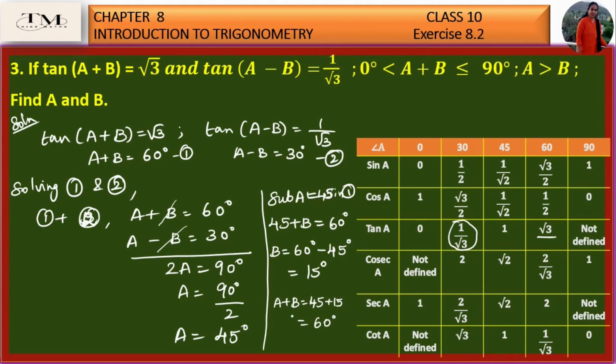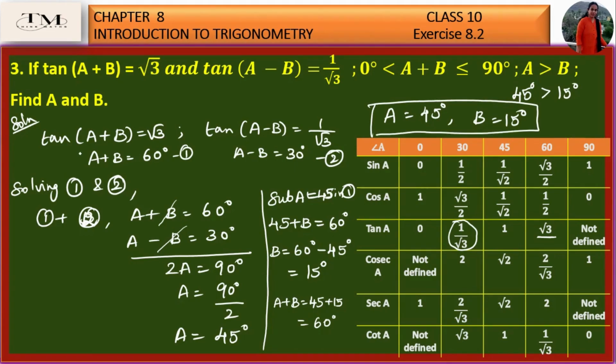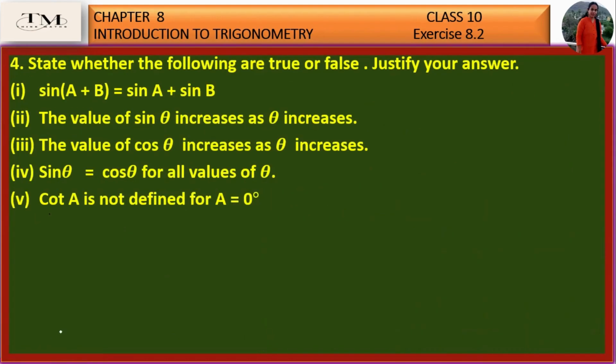Is a greater than b? Yes, a is greater than b. So 45 degrees is greater than 15 degrees. So both these conditions are satisfied. So the values of a and b are a is equal to 45 degrees and b is equal to 15 degrees. So this is the correct answer. So with this, question number 3 is completed. Moving on to the last question.